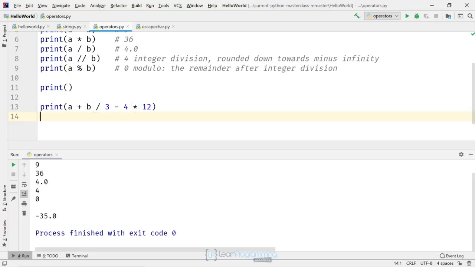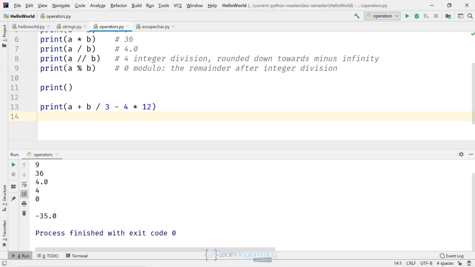Now, many programming languages work in the same way. This isn't just a peculiarity of Python. So B divided by 3 is 1.0, and 4 times 12 is 48, so the expression therefore is evaluated as 12 plus 1.0, take 48, which is minus 35.0.